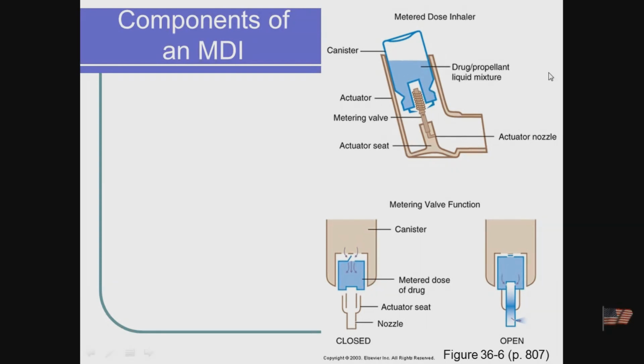As we'll find, this mixture needs to be mixed as part of the application process. The actuator nozzle has to be open. If it's clogged because of old drug that's dried there, you're not going to have an effective mist being created.